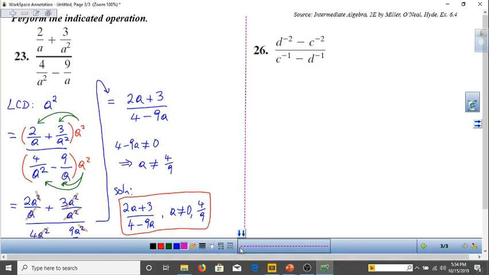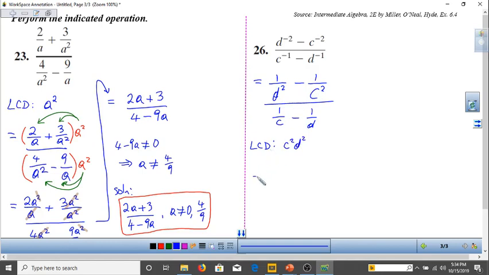So with this question here, what we will do is rewrite the negative exponents as positive exponents by moving the term to the denominator. So we have 1 over d squared minus 1 over c squared divided by 1 over c minus 1 over d. Then the least common multiple of the denominators, the LCD, would be c squared multiplied by d squared, because each term can go into those.